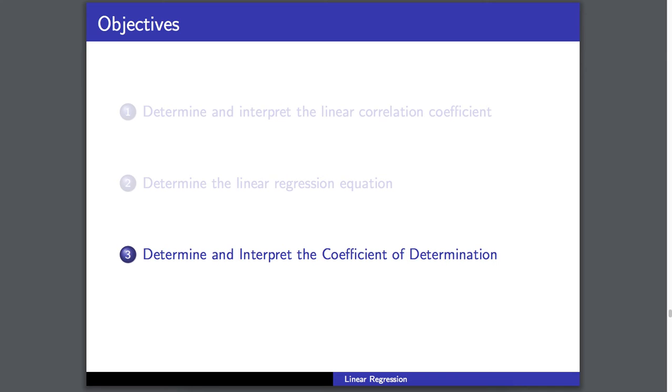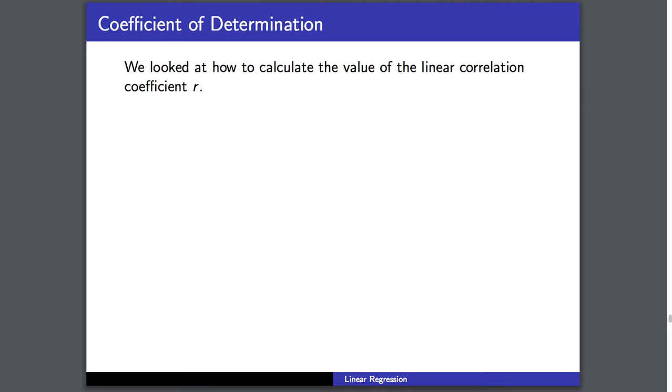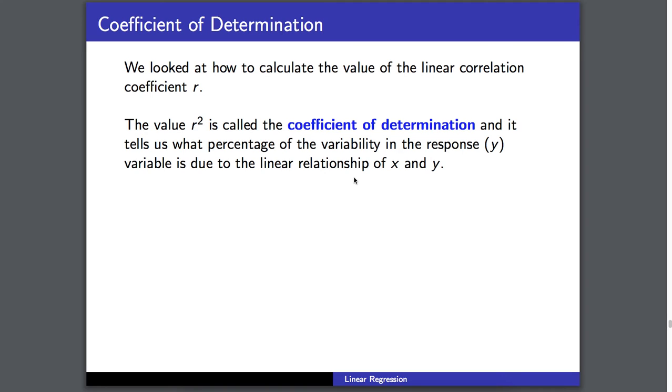All right, in this video, we're going to take a look at determining and interpreting the coefficient of determination. So in previous videos, we've looked at how to calculate the value of our linear correlation coefficient, R, and a value R squared, which we've seen in some of the examples in both the Desmos and Python program that we've used. The value R squared is called the coefficient of determination.